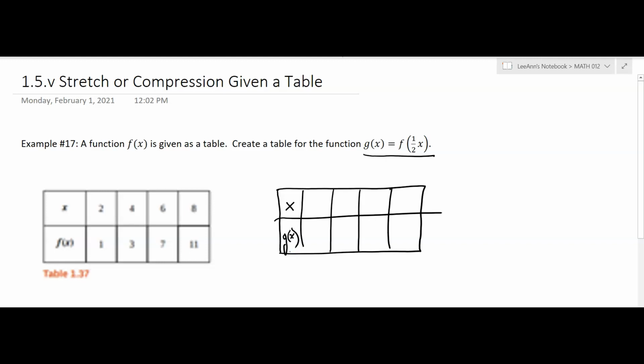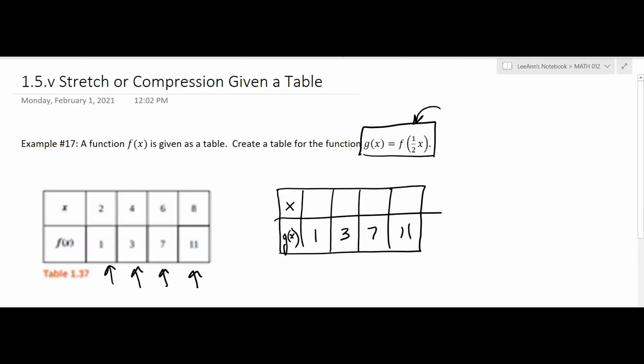Okay, now what's going to change? We'll look at the function that they give us here. It's a horizontal stretch or compression, right? Because that constant is inside what we're taking the function of. So it's the inputs that are changing, not the outputs. Now remember, when they give us a table, we can't make up the data. We can only go by the data that they give us. And so we know the outputs aren't going to change. Those are going to stay the same. I know they're a little blurry, but 1, 3, 7, 11.